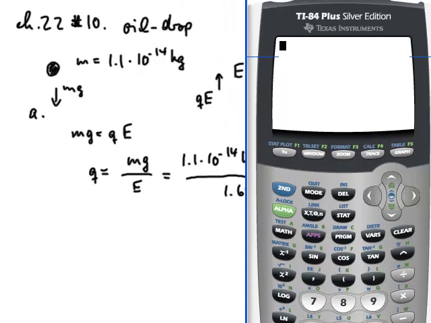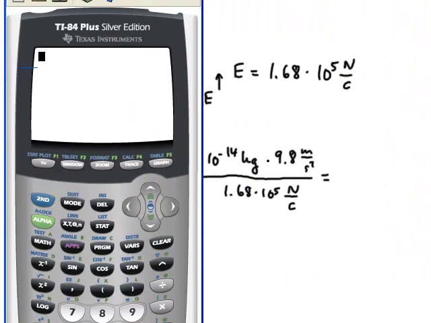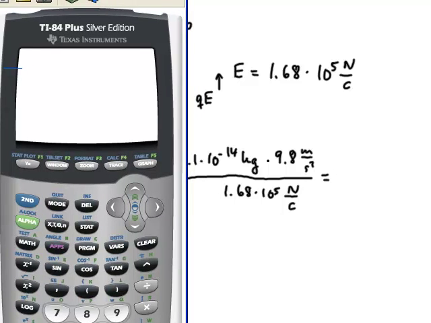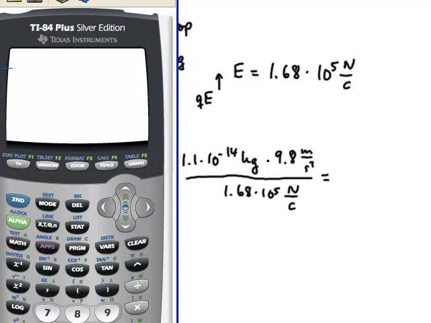Let's see. There we go. Okay, just a little bit out of the picture. There it is. Almost there.